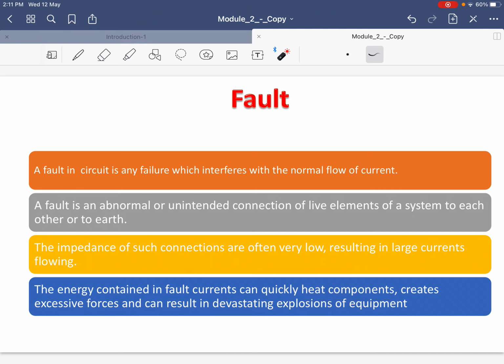That is why the energy contained in the fault current can quickly heat components, create excessive forces, and can result in devastating explosions of the equipment. Because of that, the component can catch fire and get destroyed. That is why, in the event of fault conditions, you have to detect and analyze the fault very fast, and you have to isolate the fault, otherwise it affects the power system components.